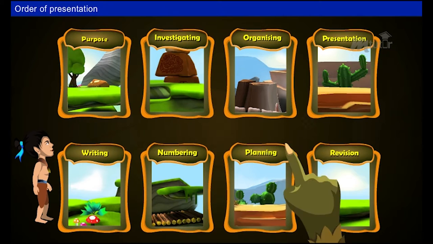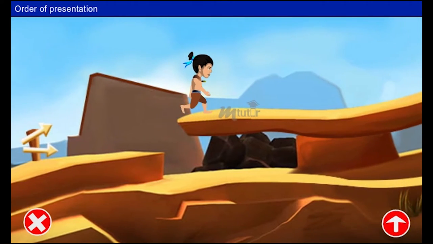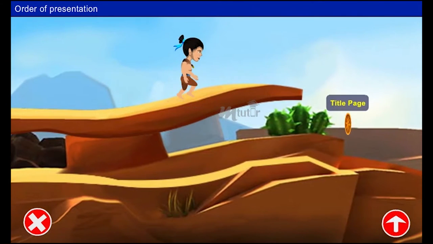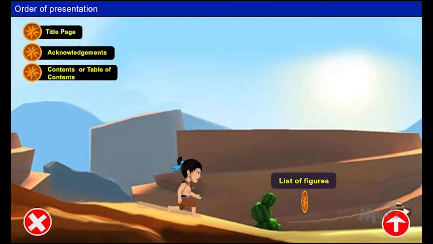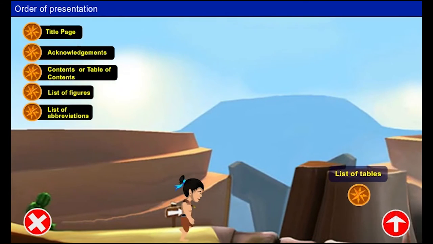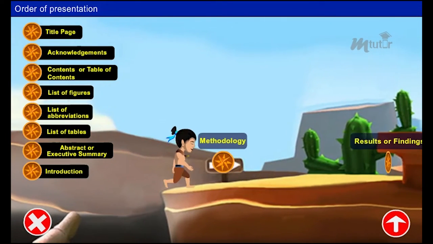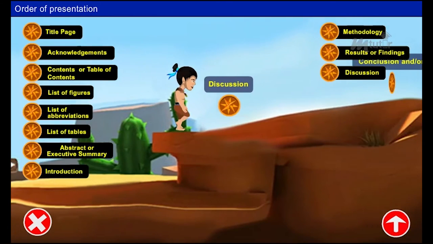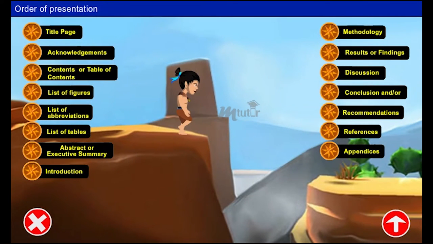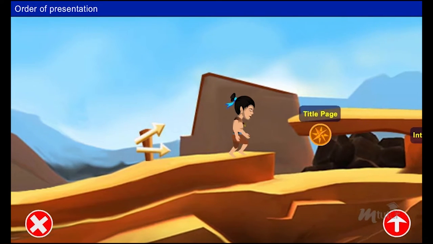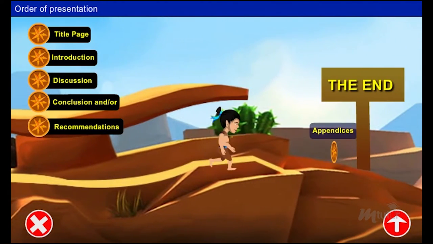The fourth stage is the order of presentation. The order may vary according to size of the report. Generally, if the report is long, that is, more than 5 pages, then you could follow title page, acknowledgments, contents or table of contents, list of figures, list of abbreviations, list of tables, abstract or executive summary, introduction, methodology, results or findings, discussion, conclusion and or recommendations, references, appendices. For short reports, you could follow the order. Title page, introduction, discussion, conclusion and or recommendations, appendices.